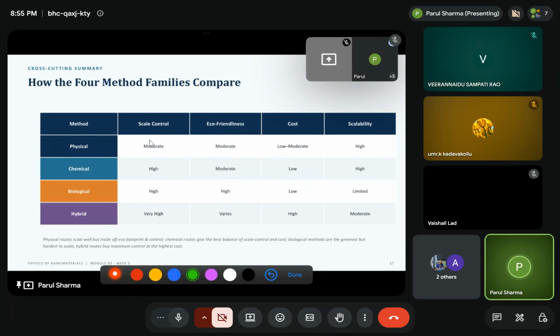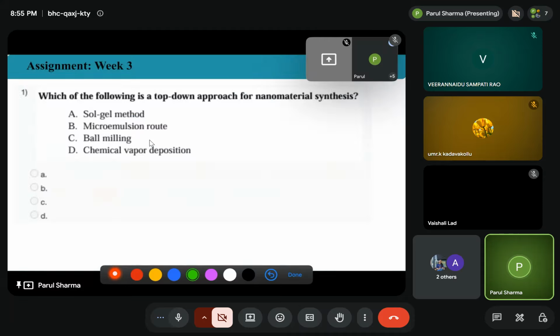So these are the four families: physical, chemical, biological. Next, coming up to the assignment. Since we have already covered all the things, there is not much difficulty in solving the assignment. Which of the following is a top-down approach for nanomaterial synthesis?